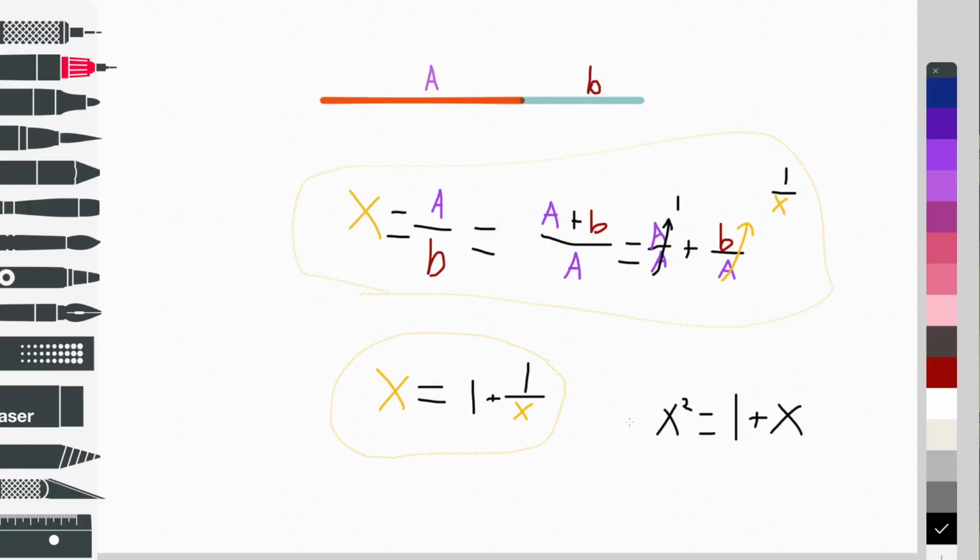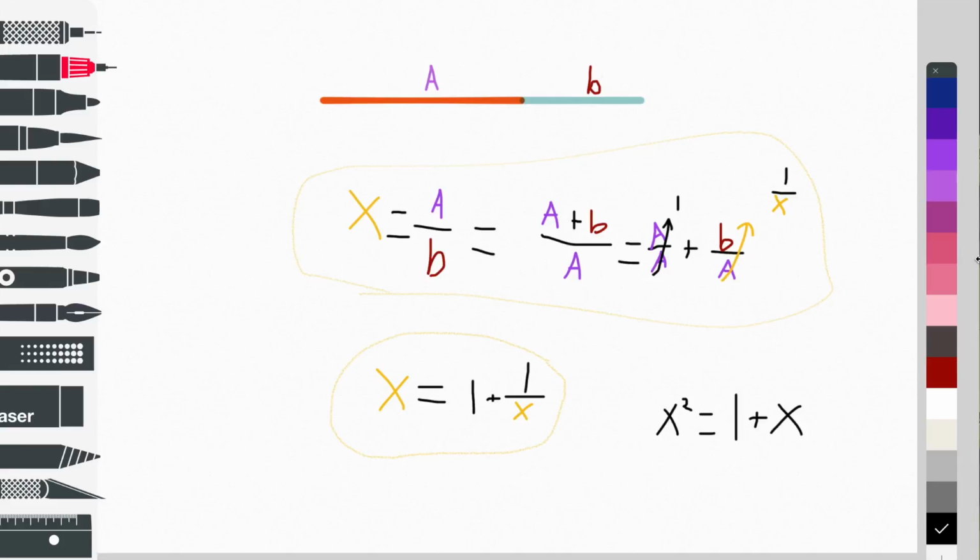If you haven't seen the video on square rooting, click up here. So that's that. So now you should be able to solve this.